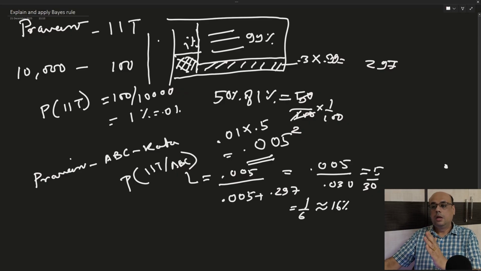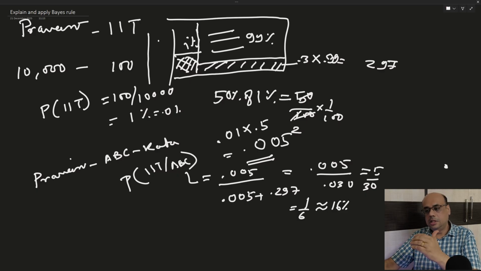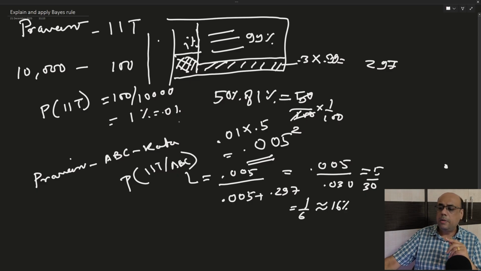So I think this gels with our understanding also. If we think about it, won't the probability of Praveen getting into IIT be more? Earlier, prior to getting this knowledge of ABC, Praveen's probability was 0.01, which is 1%. But now it has become 16%. It has increased because we now know there is an additional event. That event has updated the probability. This is how the Bayes theorem works.